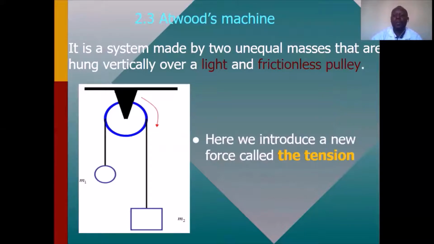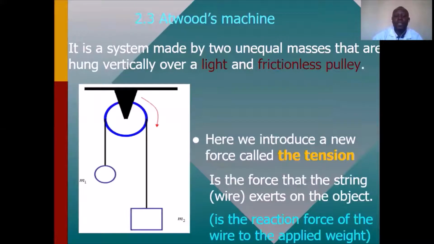So here we introduce a new force called the tension. When you have wires, the reaction force in wires is called tension instead of normal. So instead of using normal force, we are going to use tension force, because the tension force is the appropriate term used in the wire when you have reaction force. It is the force that the string or wire exerts on the object. It is the reaction force of the wire to the applied weight.